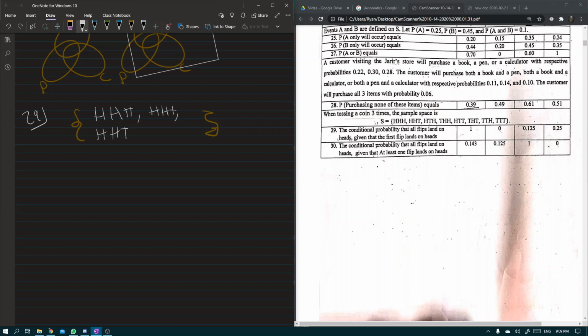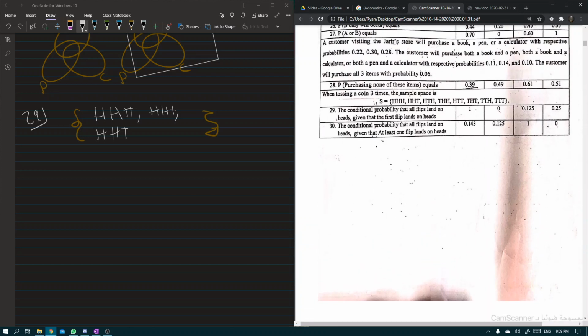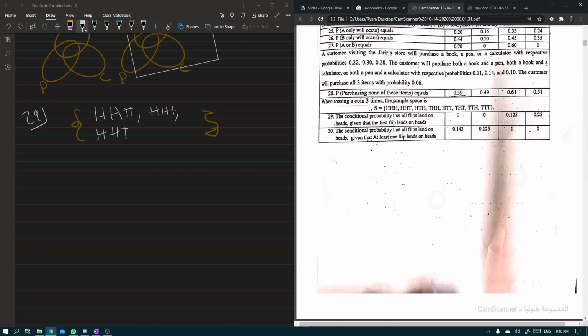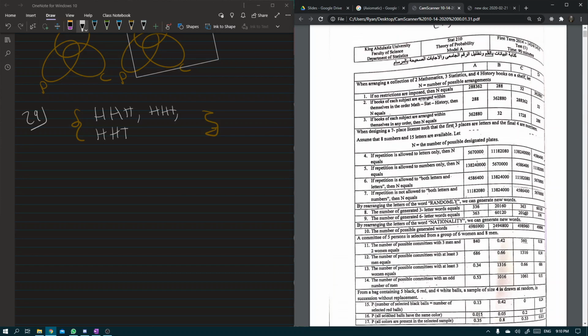Then number 30, at least one flip lands on heads. So we remove TTT. 1/7. The conditional probability that all flips land on heads given that at least one flip lands on heads. That's why it's long. It just has answers.